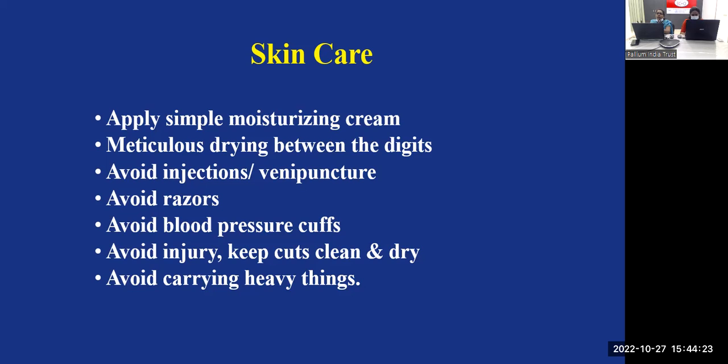Otherwise, it will be affecting the whole arm. And also you have to tell the patient not to take heavy weights. If they are taking heavy weights, what happens? Again, the circulation will increase, and when the circulation increases, definitely the arterial and venous capillary filtration increases, and there is a chance of oozing out more fluid into the interstitial space.